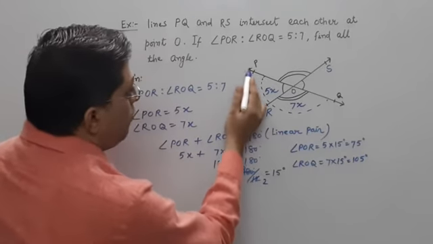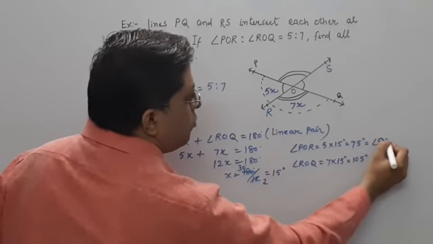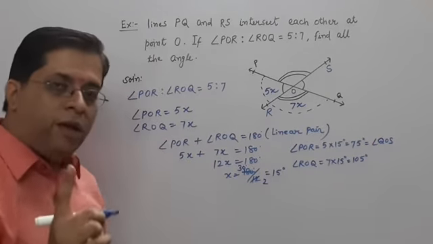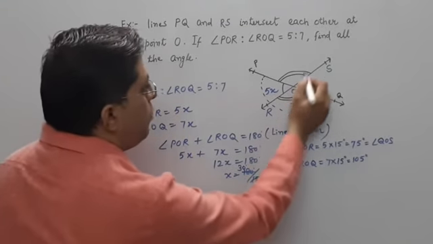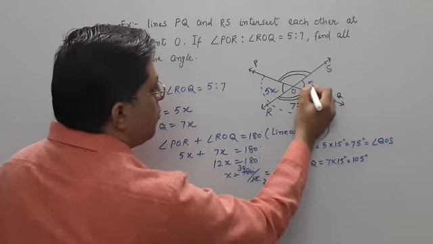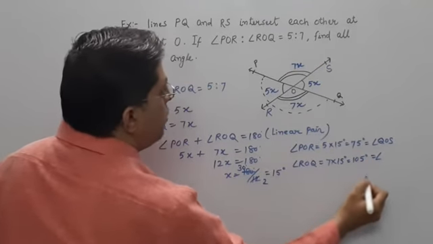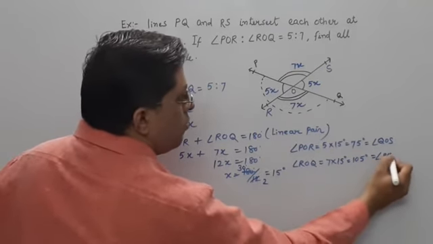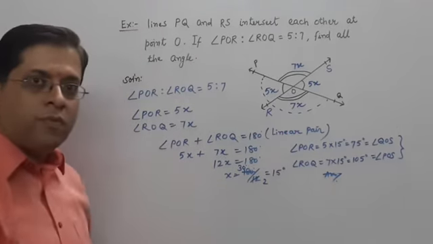Now see, POR is equal to QOS, both are the same because vertically opposite angles are equal. And here ROQ will be POS, because ROQ is 7x, so this will be your POS. This is your answer.